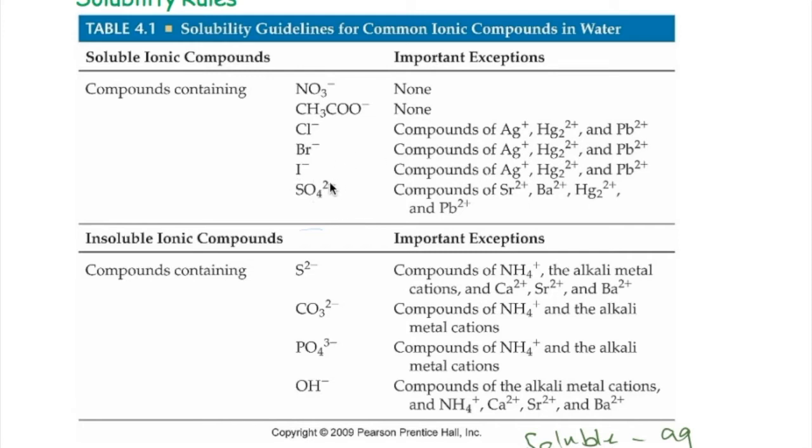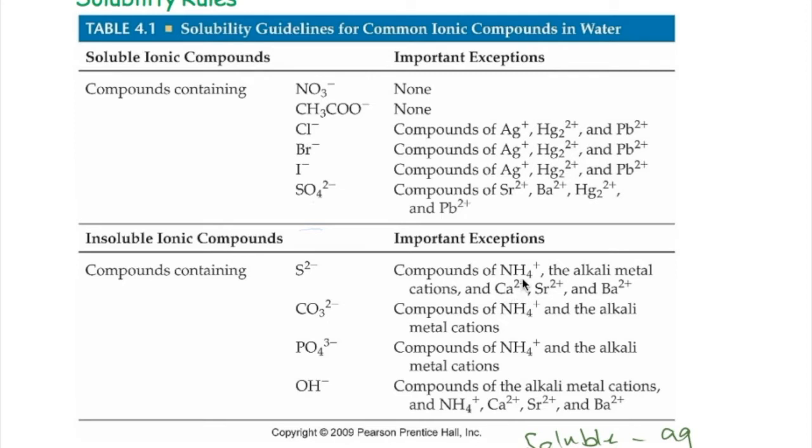But anything that contains SO4 2 minus will be soluble except for strontium, barium, and so on. So if SO4 is bound to any of these cations, this compound will be insoluble. Now if you look at the bottom, these anions, monatomic or polyatomic, are insoluble. So anything that contains these will be insoluble except for some exceptions. So if you have, for example, sulfur with calcium, this will be a soluble compound, because anything with sulfur will be insoluble, but there are exceptions.